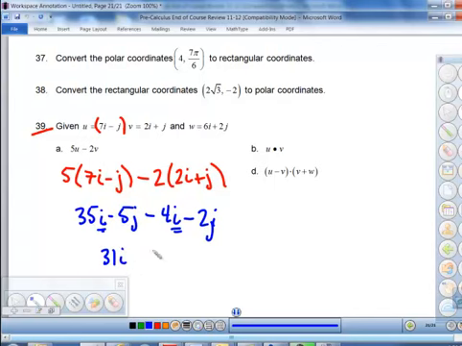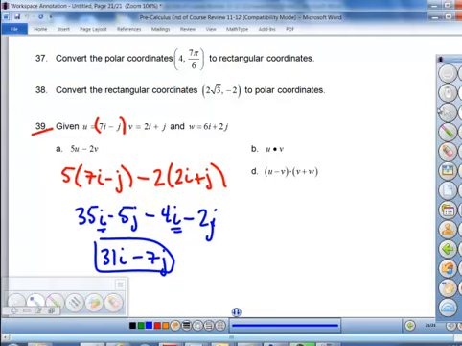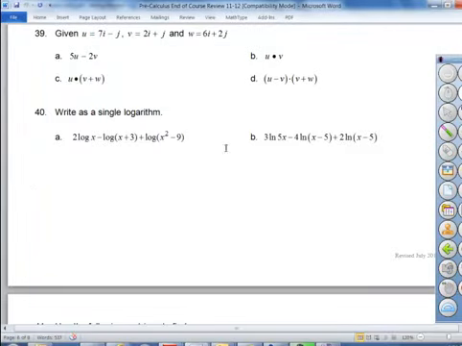All right, and then this and this, so minus 7j. Okay, I'm not going to do any more of these because you just have to multiply. Can you guys handle that? Okay, so those are basic. All right, next one's, though, number 40.